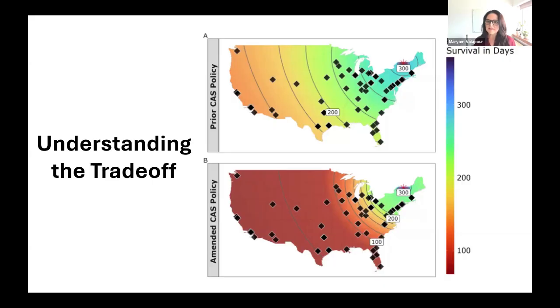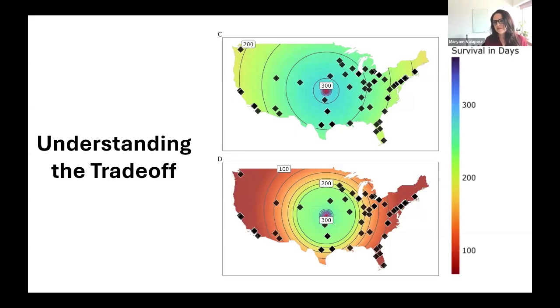Now, it's important to recognize that distance has always been part of the allocation system. Even under the prior CAS, which is on the top figure, candidates farther from a donor generally needed to be somewhat sicker to achieve the same priority as those who were closer. But what changed under the amended policy is the magnitude of that difference that you can see in the bottom map. As you move farther from the donor, candidates now must be substantially sicker to achieve the same priority. That is the intended effect of increasing the influence of distance, and this figure helps us see how that change is being incorporated into prioritization.